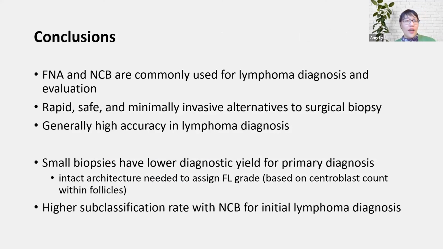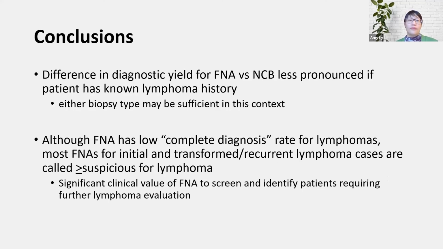So in conclusion, FNA and core biopsy are both commonly used for lymphoma diagnosis, and they may be concurrently obtained. They are both rapid, safe, and minimally invasive procedures with a generally high accuracy for lymphoma diagnosis. Small biopsies do have a lower diagnostic yield for primary diagnosis. For example, intact architecture is needed by definition to assign a follicular lymphoma grade. And there is a higher subclassification rate with needle core for initial lymphoma diagnosis.